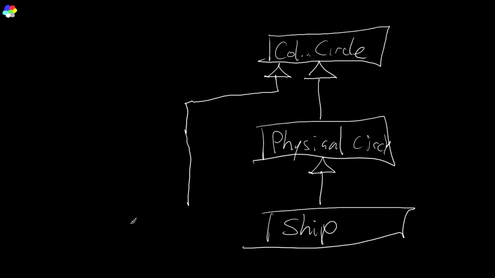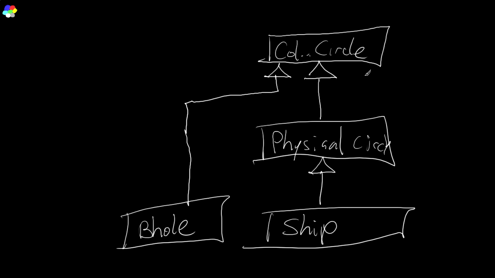Black hole. Now, why isn't black hole a physical circle? Well, black holes, they don't have velocity. They don't move around. They just stand still in one spot. They aren't affected by gravity. I mean, they are in real life, but even in space, a black hole isn't going to budge much once a ship passes within its vicinity because it's way heavier than the ship. And so for the purposes of our game, it's just a static object in the environment that acts on other physical circles. So the black hole derives from collidable circles.